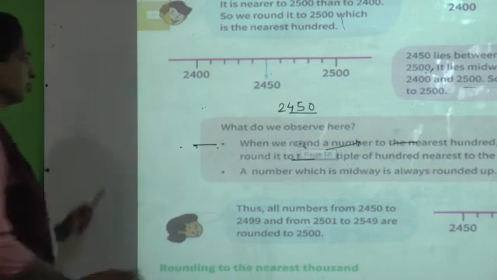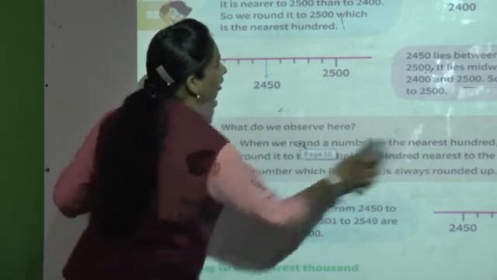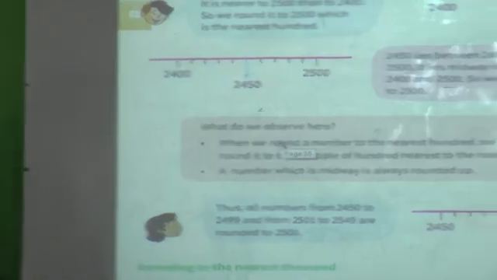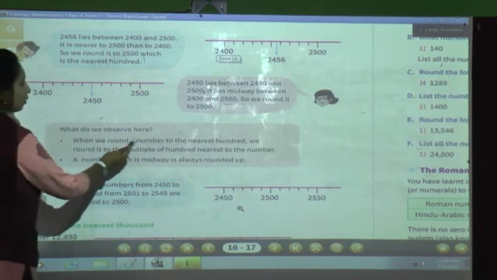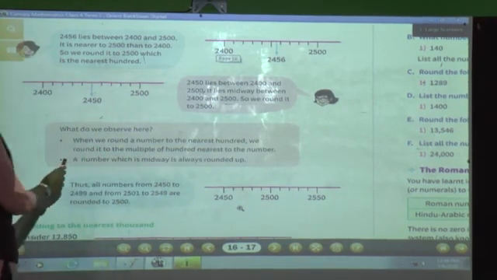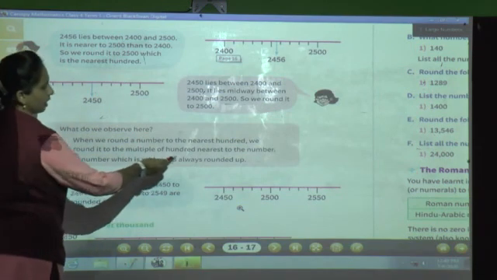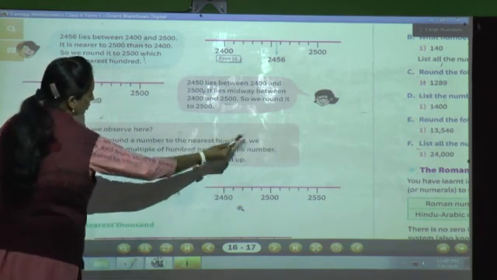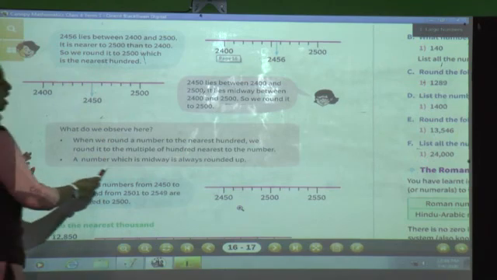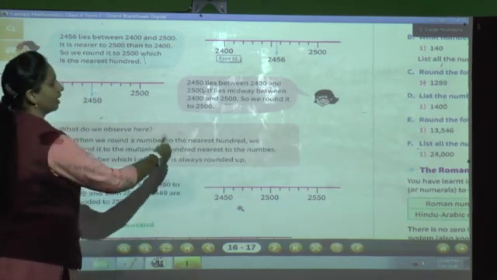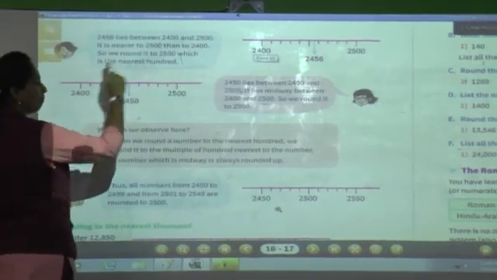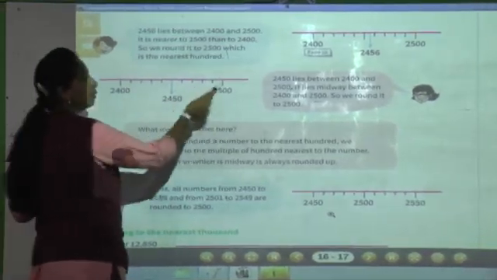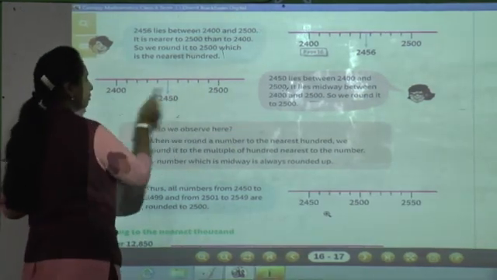Now what we have observed in this example, when we round a number to the nearest 100, we round to the multiple of 100 nearest to the number, and a number which is midway is always rounded up. We have seen here a midway number, we'll round it up only, not down. This is up, this is down.